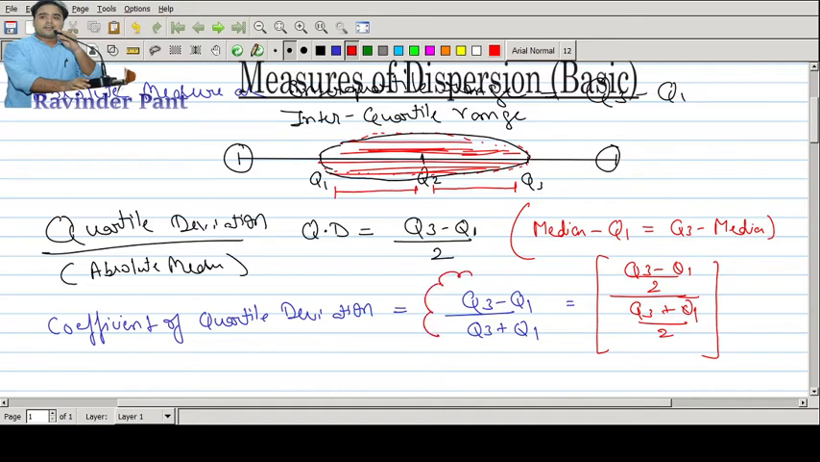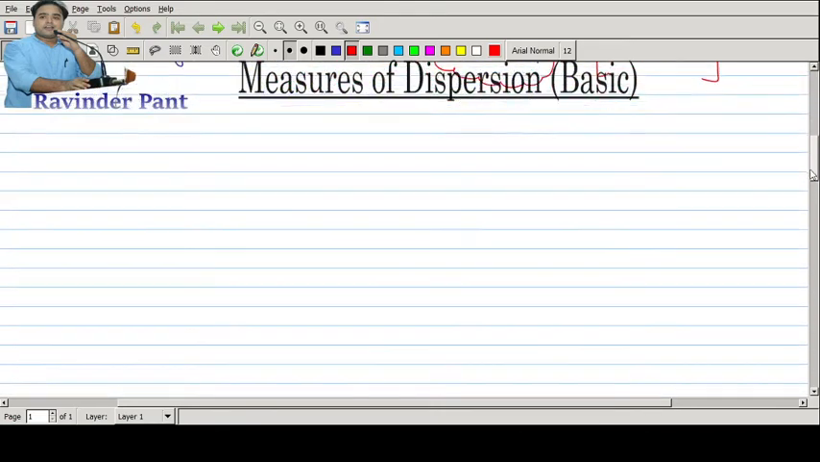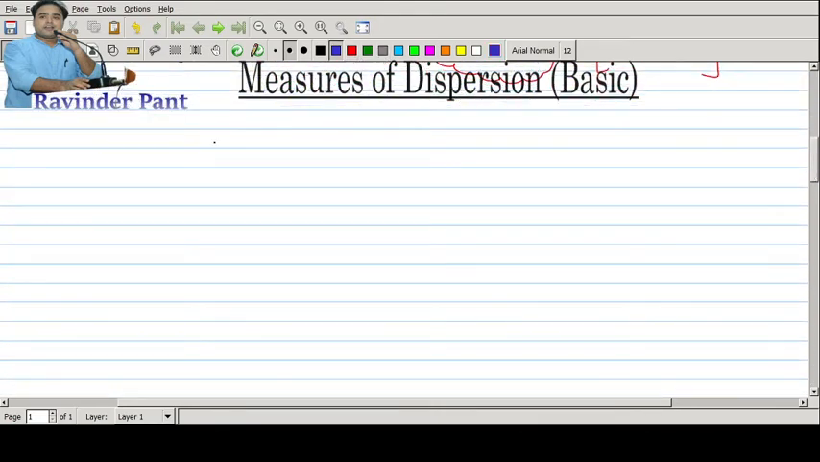So this is your relative measure of quartile deviation. This is the absolute measure of quartile deviation, and this is your interquartile range. So three things have been covered so far in this concept. So far we have covered range, coefficient of range.